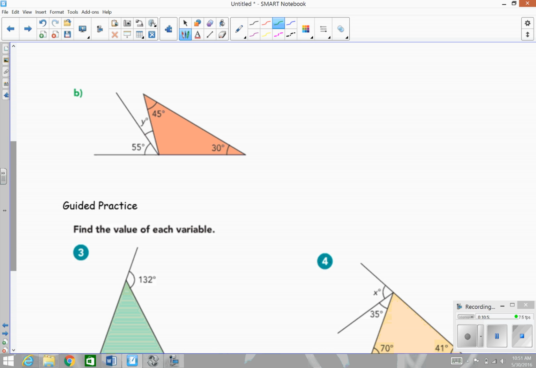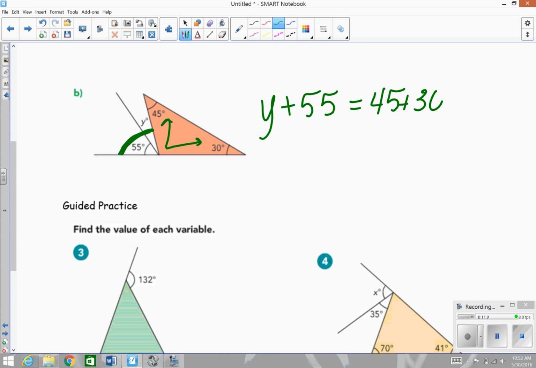Now this is tricky because y is not the full exterior angle. The full exterior angle is everything here. So we're going to say that this whole piece here, the y and the 55, is equal to the two opposite interior angles. So add these two up and set them equal. So we can say y plus 55 equals 45 plus 30. Y plus 55 equals 75.